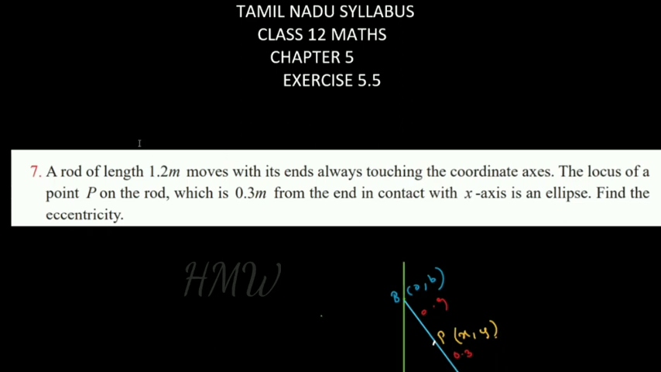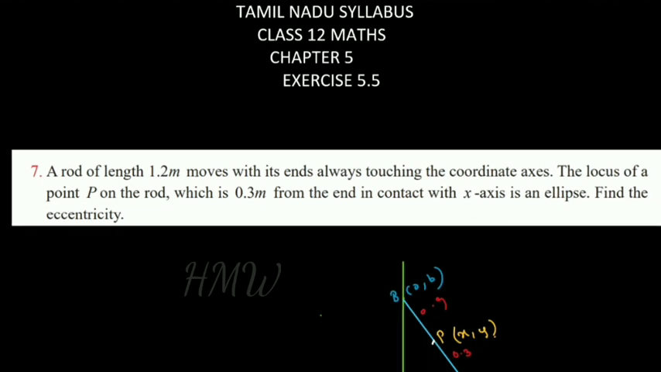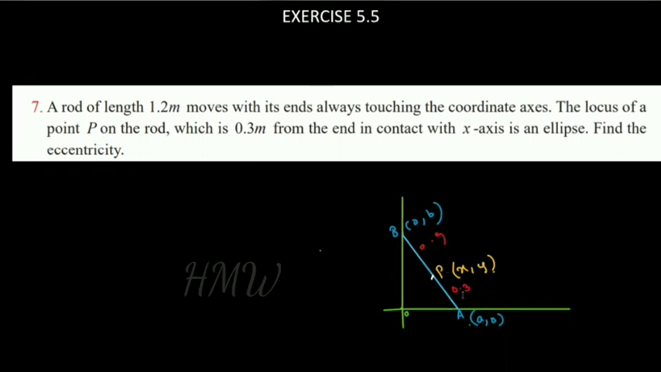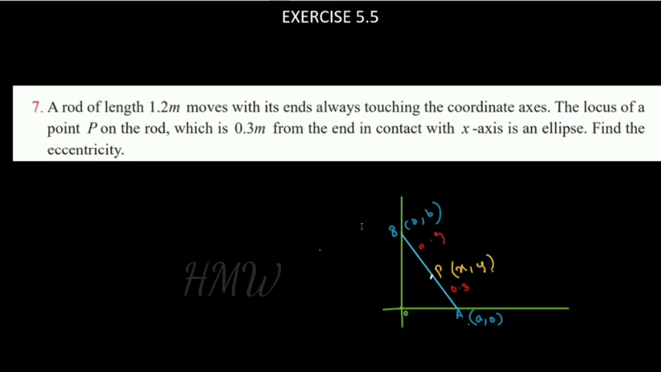Hello students, in today's video we are going to see exercise 5.5 question number 7. A rod of length 1.2 meters moves with its ends always touching the coordinate axes. So here AB is the rod and its length is given as 1.2 meters.